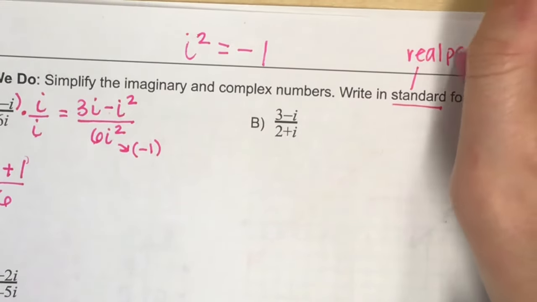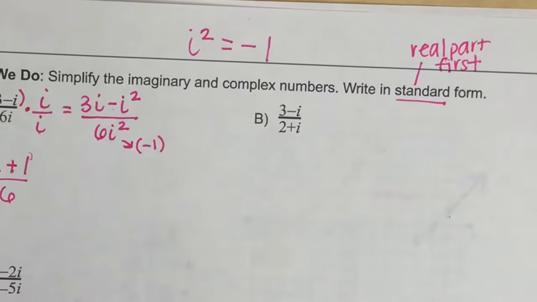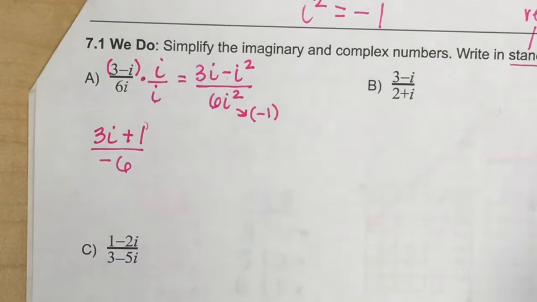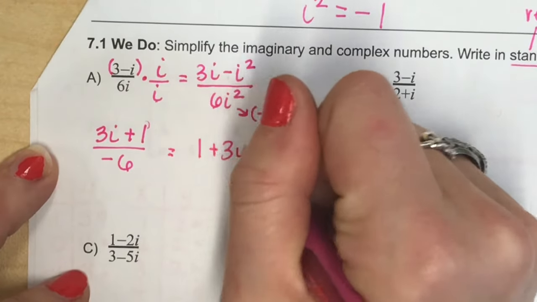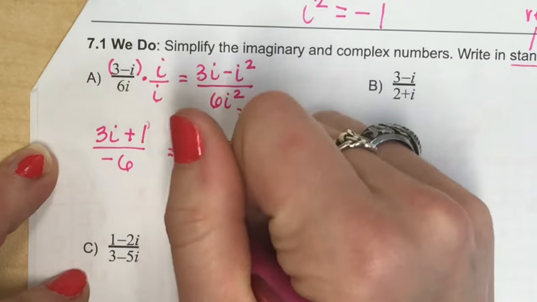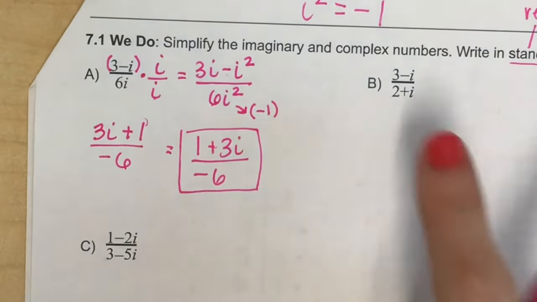This means real part is first. So if I'm doing the real part first, I want to put 1 plus 3i over negative 6. And that's going to be my final answer. Okay, so now let's try letter B.